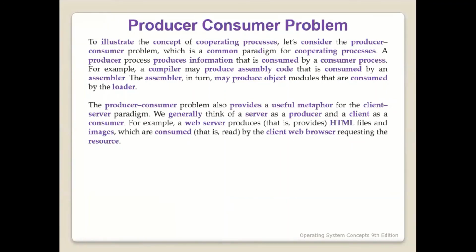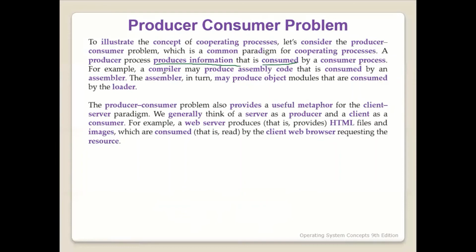producer consumer problem. Let's assume that if you want to know the concept of cooperating processes, to say the processes are cooperating with each other, just consider a producer consumer problem. It is a common paradigm for the cooperating process. For example, who is the producer? Producer is the one who produces the information. And who is the consumer? Consumer is the one taking the information or using the information or consuming the information.